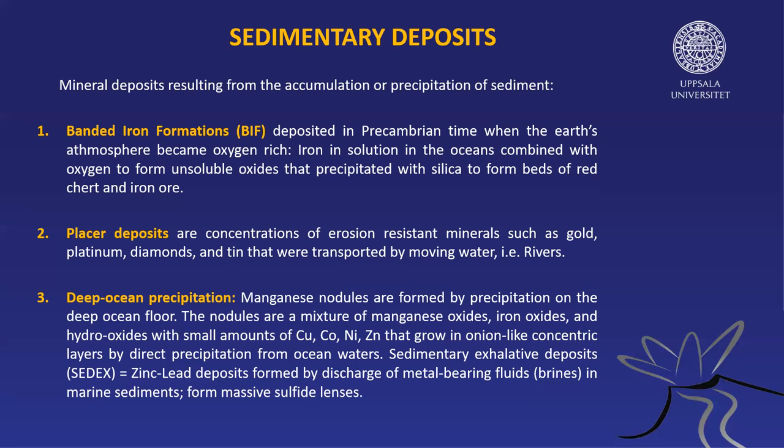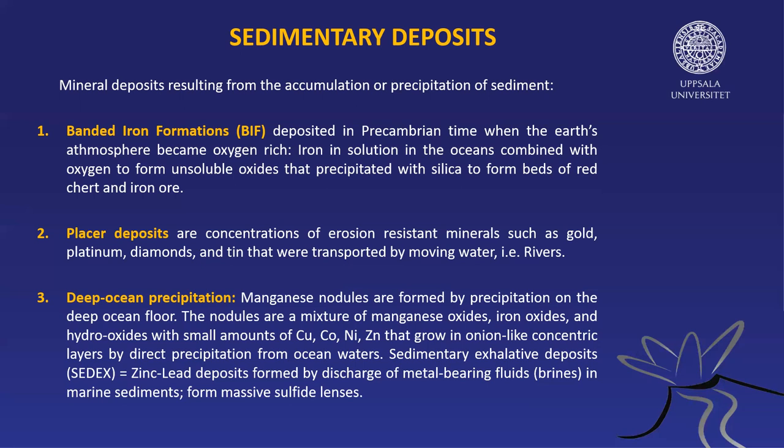We have also placer deposits. They are concentrations of erosion resistant minerals or metals like gold, platinum, and diamonds. And there's native metals and minerals transported by streams, groundwater, and they accumulate locally when the water does not have the energy to transport them anymore. We will look at that in a minute.